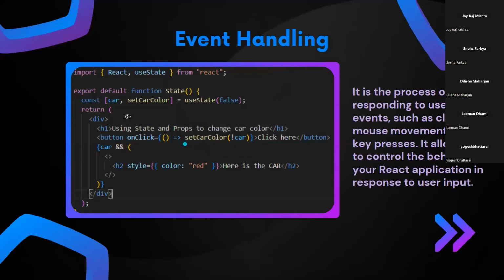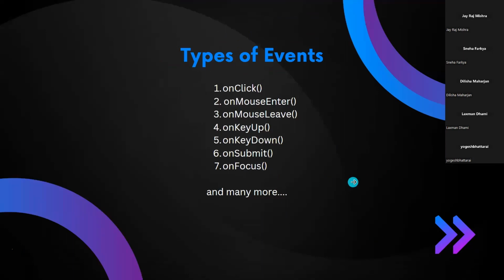Okay, so these are the events which we have discussed. Like onClick, basically when you click something. So this event happens when you click on a button or on an image or on anything else which you would like to display. onMouseEnter, that means whenever the mouse enters that particular component, then something will happen. onMouseLeave, that means whenever a cursor leaves that component, then something happens.